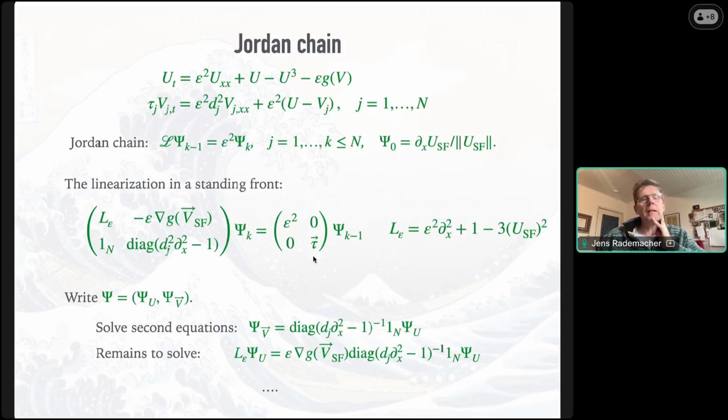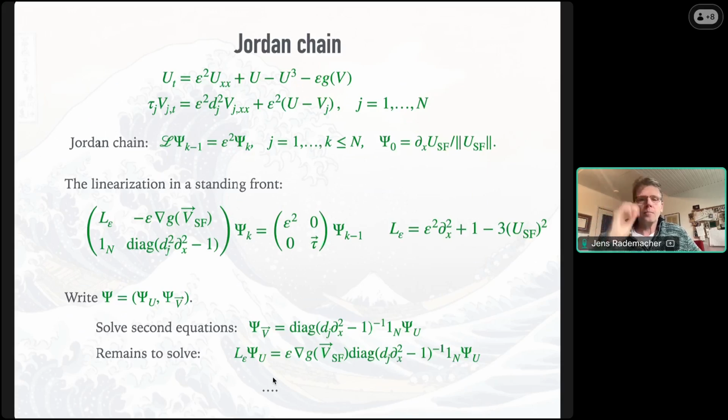It's not essential. There are some conditions for the solvability that require certain relations. Let me put it this way: for the Jordan chain, it doesn't matter, but there are some conditions coming up that require certain relations between the dj's and the tau j's in order to get this nth order zero. So there is a way in which these parameters do matter, but it's not very transparent. It comes after this step, if you solve these equations.